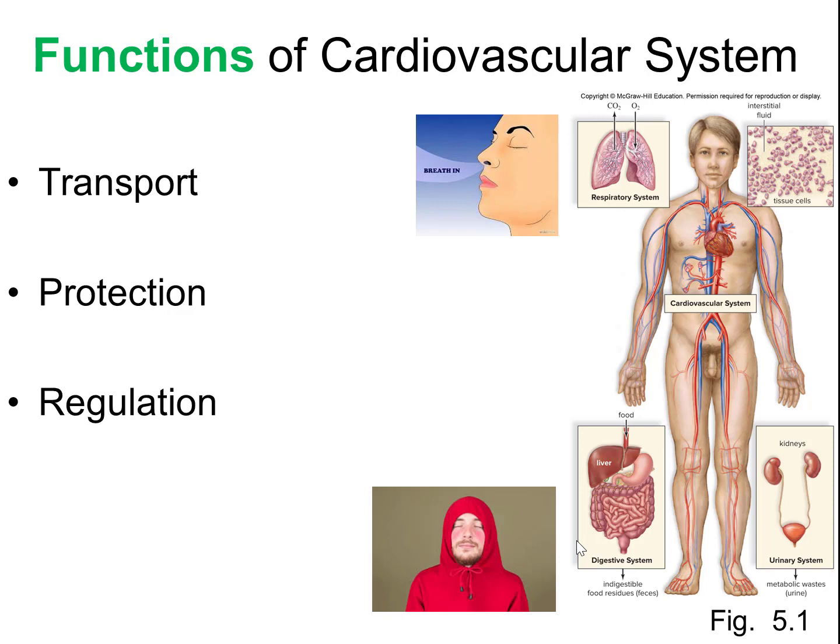Lastly is regulation. So you might notice that when you exercise, you might turn, for instance, red in the face, like this guy right here. What's happening there is blood is actually coming to the surface of the skin to help release some of the heat from inside the body produced by your muscles when you exercise. And so that blood flowing to the skin, releasing the heat, is actually helping to regulate your body temperature.